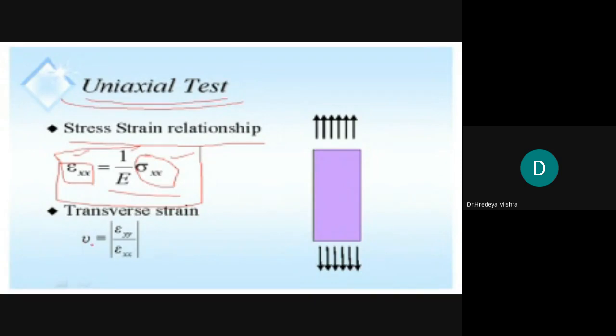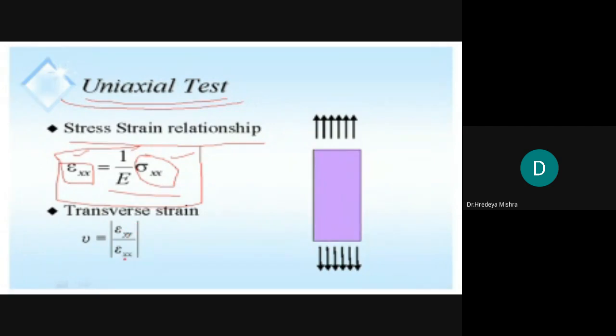Transverse strain is equal to U, which equals epsilon yy over epsilon xx. So whatever the strain in the x direction and whatever the strain in the y direction, make a ratio. And these two lines here represent the mod. You can say that U equals mod of epsilon yy over epsilon xx.